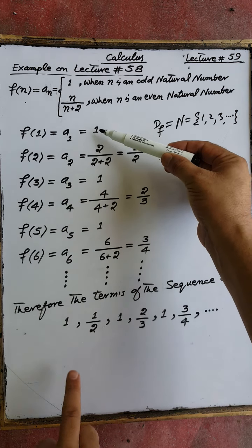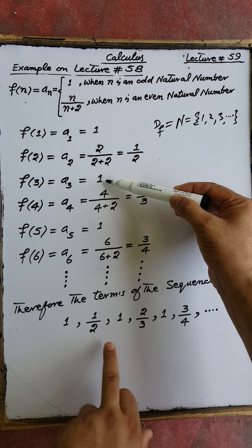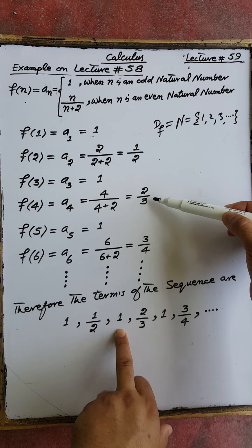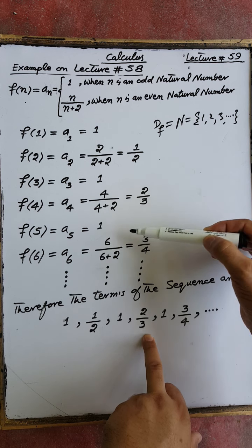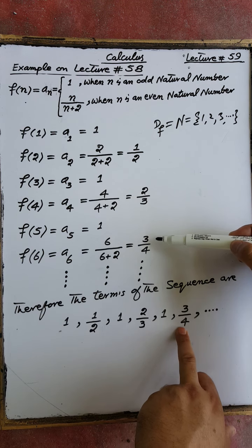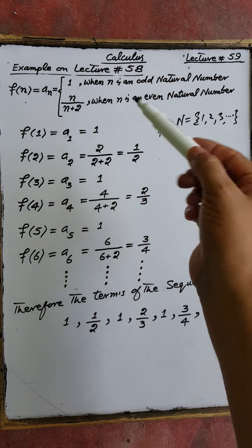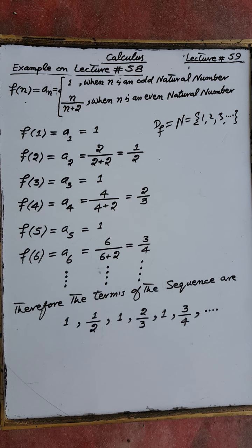At the point 1, the value of the function is 1. At the point 2, the value of the function is 1 over 2. At the point 3, the value of the function is 1. At the point 4, the value of the function is 2 divided by 3. At the point 5, the value of the function is 1. At the point 6, the value of the function is 3 divided by 4, and so on. This is the sequence calculated from the above function.